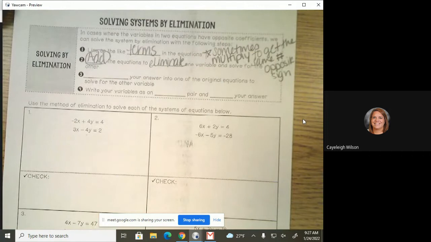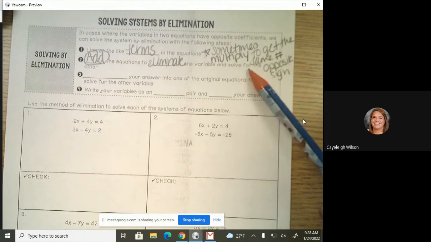So what that means is if one of them is a +6, the other one has to be what? -6. So sometimes you're going to have to multiply to make it -6. If one of them is -10, the other one has to be +10 to cancel out, to eliminate. So everybody should be writing this down right here. This is extremely important.